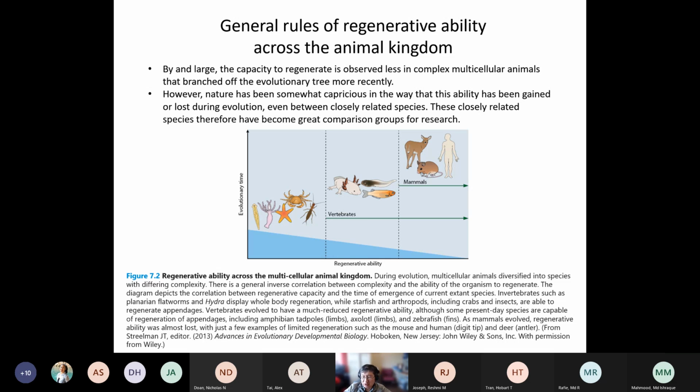Actually, it is very hard to provide a general principle of the regenerative ability, because some lower species have great regenerative ability, but not always. I'll explain to you why. But please look at that figure in the middle of the slide. On the horizontal axis, what you see is increasing regenerative ability, decreasing regenerative ability.